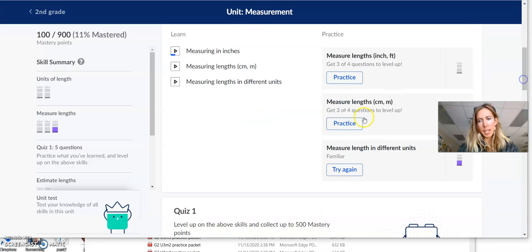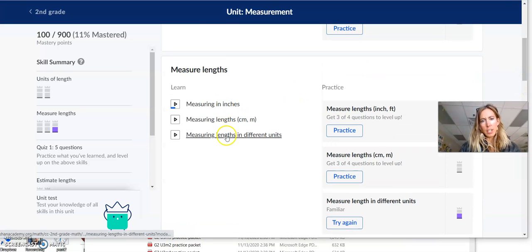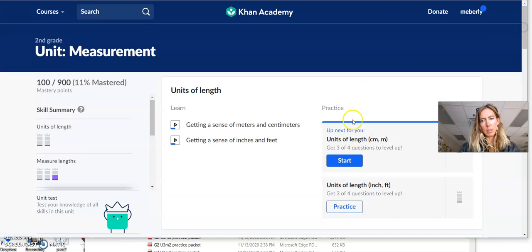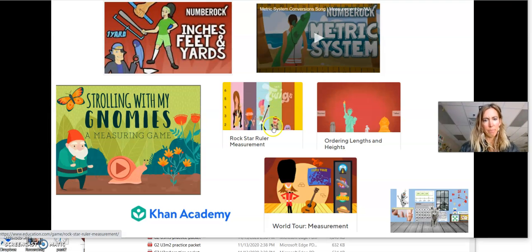And like me, I went through and tried measuring length in different units. I only did one problem. But it'll show me how much of it I did, even though I may not be logged in. And then if they need a video, they're over here. But I thought it was cool. It has a lot of practice problems over here on the right for a kid to try out.